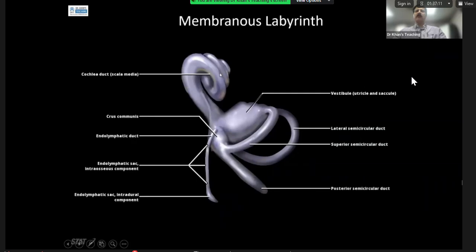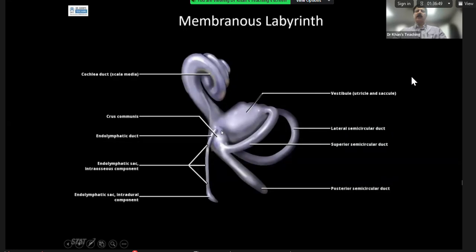Which has got 2.5 turns. You don't have to go into details. This is the vestibule, which has got utricle and saccule. Don't go into details. Then there is the lateral semicircular canal, superior semicircular canal, posterior semicircular canal. You have to remember them, particularly the lateral and the superior.